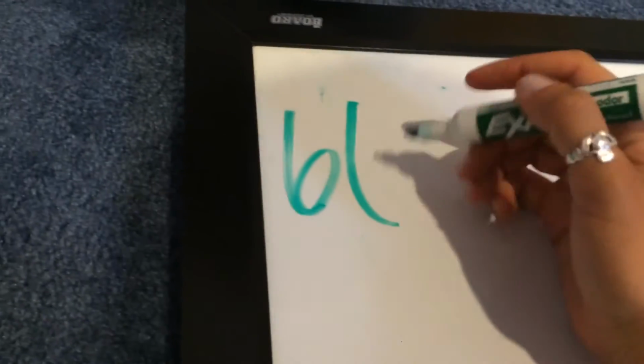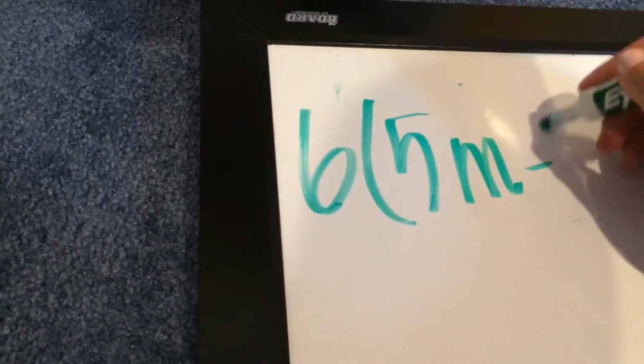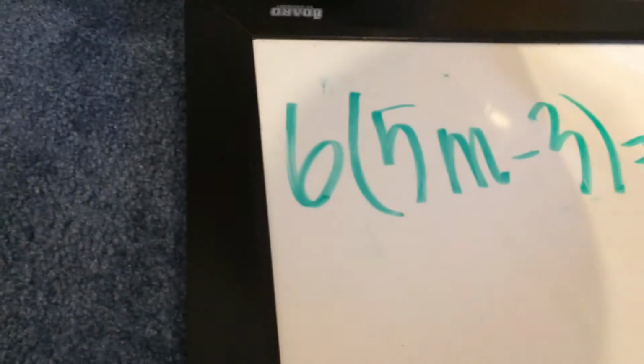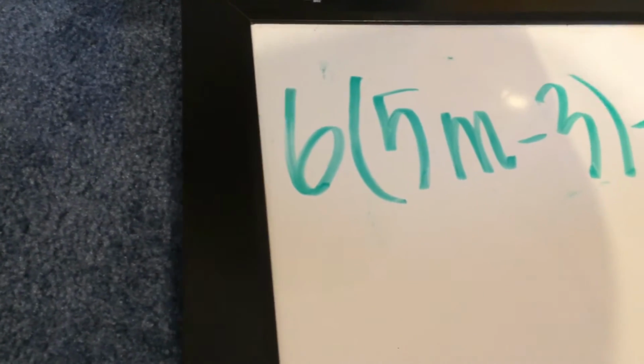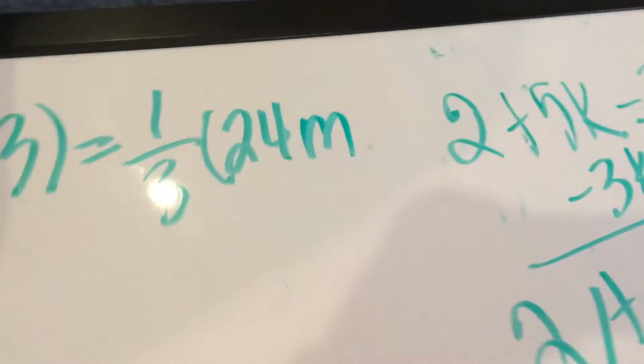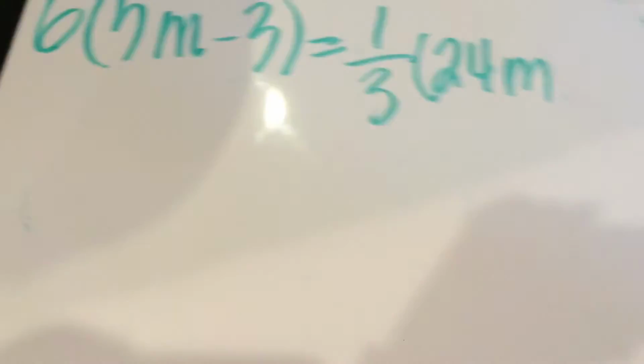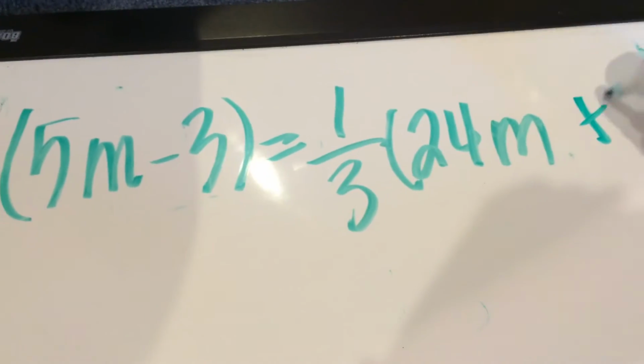Now we're going to do a complicated one together. It's not complicated. You guys could do it. So 6 times 5m minus 3 is equal to 1/3 24m. Sorry guys, here are my notes. I'm just copying it straight from my notes right now, plus 12.